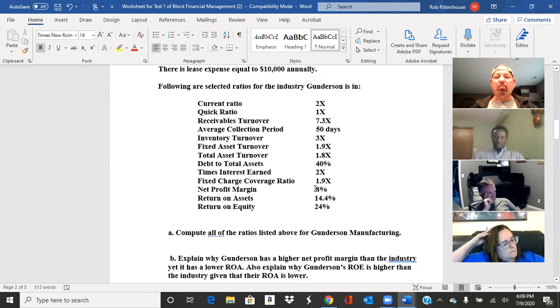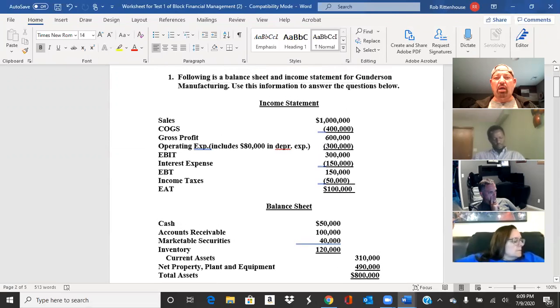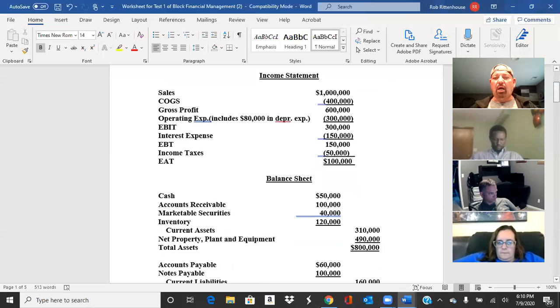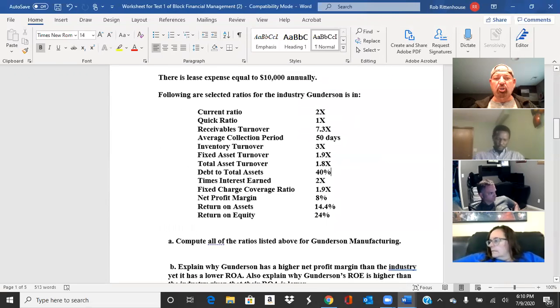Okay, then we get to the profitability ratios. The net profit margin, remember, is net income over sales. So if we go back to the income statement here, net income was 100,000, sales were $1 million. So net income over sales is 10%. That compares to a net profit margin for the industry of only 8%. So that's good. We are converting a larger percent of our sales to profit than the industry, where ours is 10%, the industry average is 8%. So that's good.